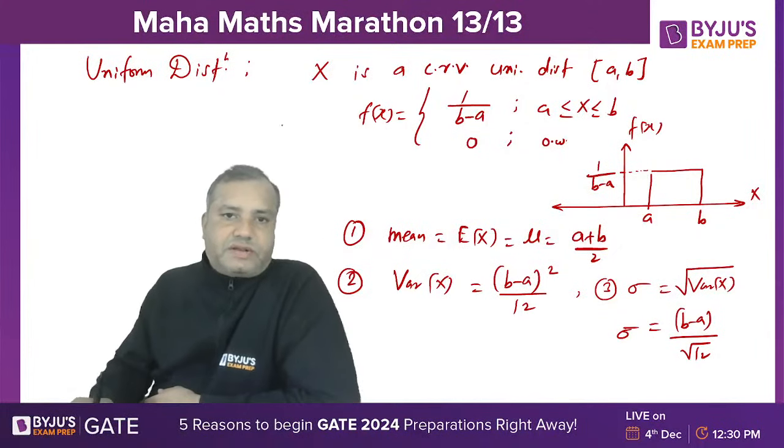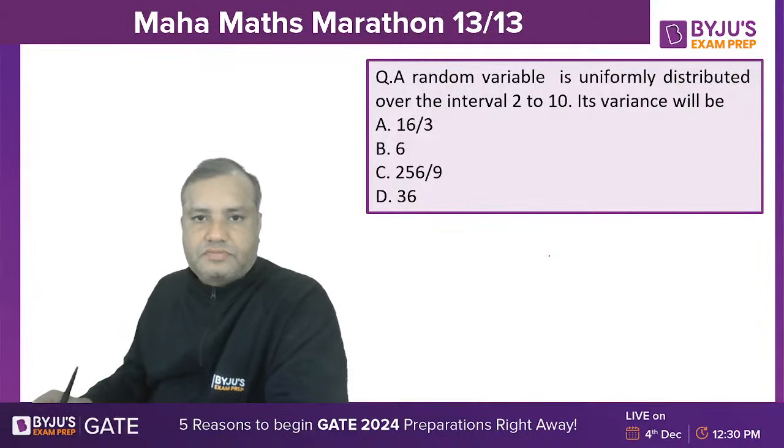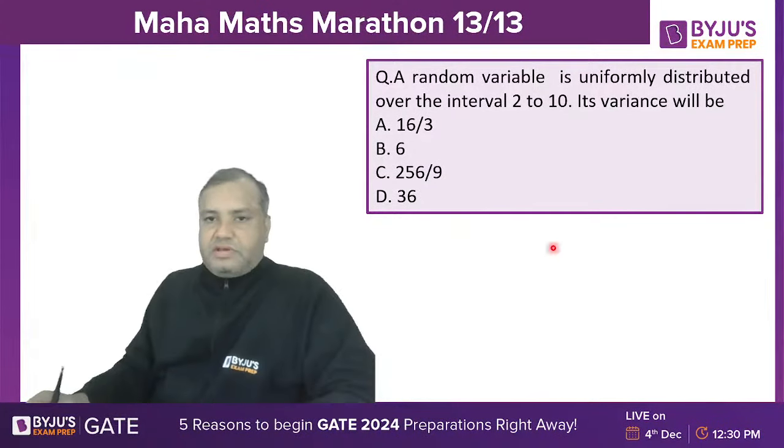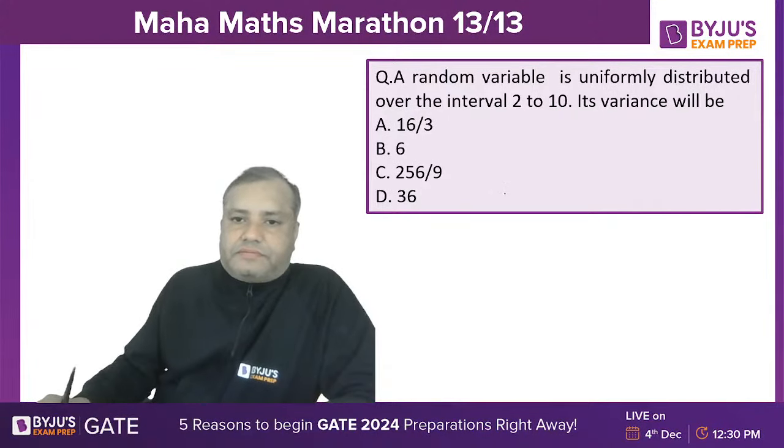Okay, yes sir. Next. A random variable is uniformly distributed over the interval of 2 to 10.